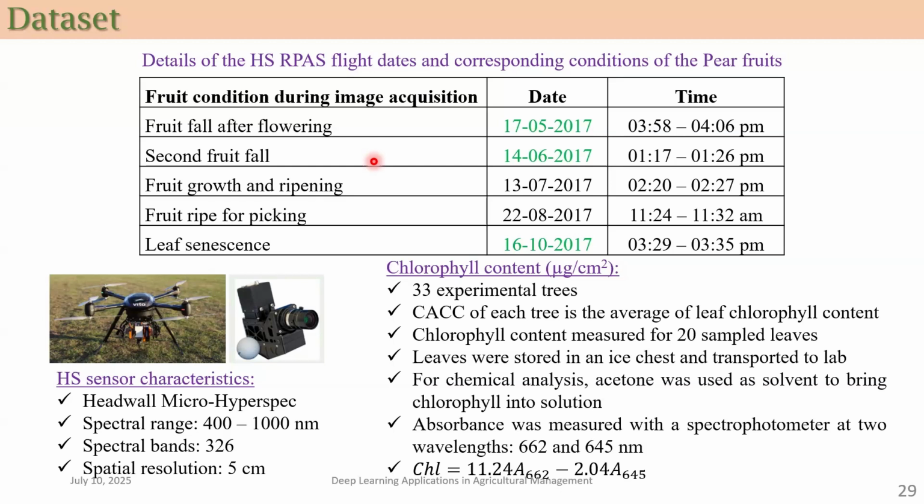Acetone was used as a solvent to bring chlorophyll into solution. And on that solution, if we use a spectrophotometer, specifically two wavelengths like 662 and 645 nanometers, we should be able to get very good information about chlorophyll content. So that's the chlorophyll content that we use as a ground truth for a few pixels or for a few orchards where we have collected the leaf samples.